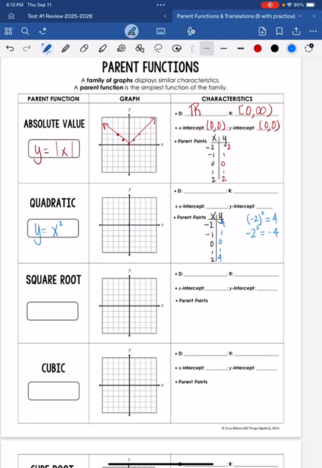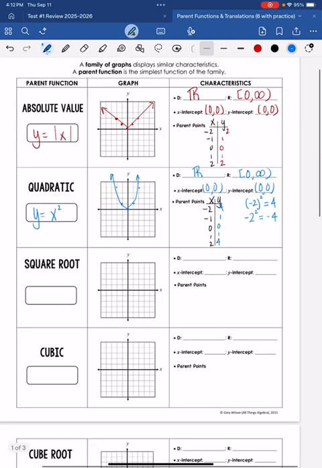So when I plot these points, (0, 0), (-1, 1), (1, 1), it looks very much like an absolute value graph until we throw on the (2, 4). Oh, I hate when the iPad does that. Let's try again. It's called a parabola. The domain and range are the exact same as the absolute value function. The x-intercept and y-intercept are at the origin.